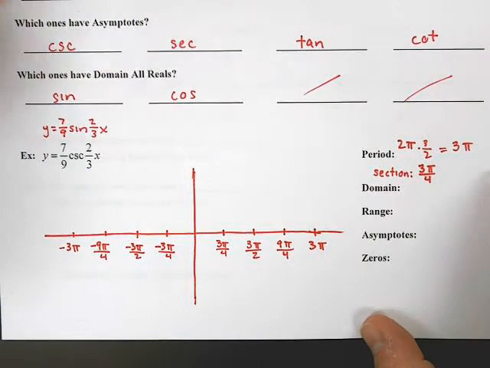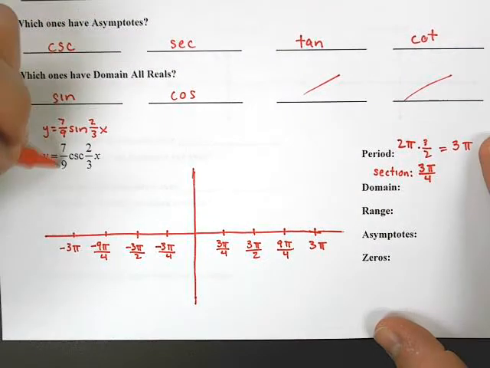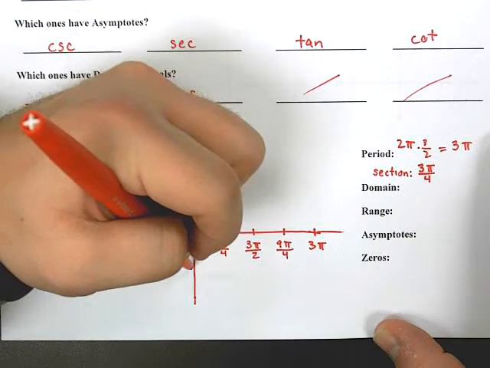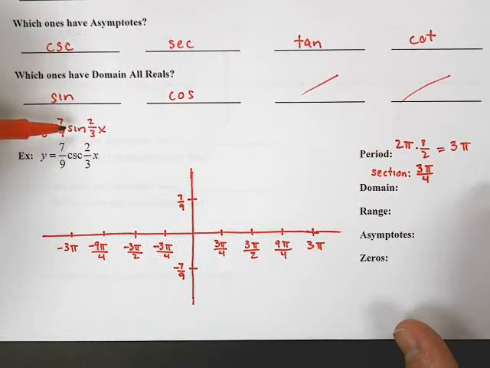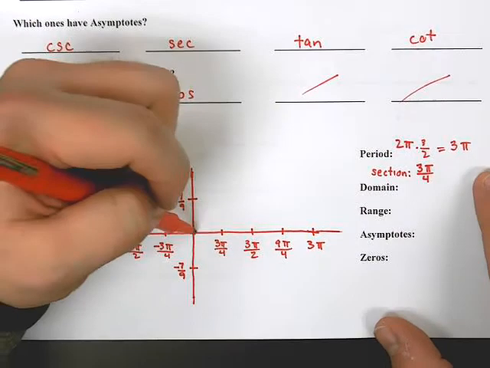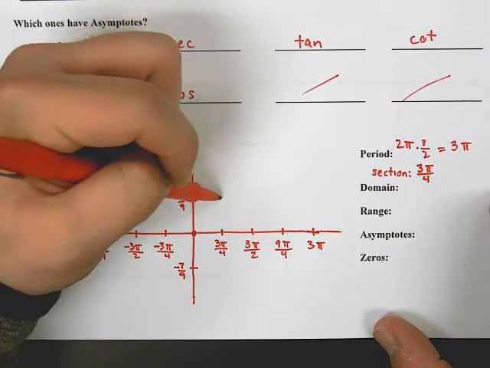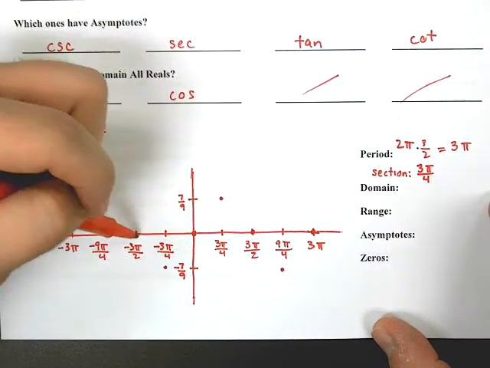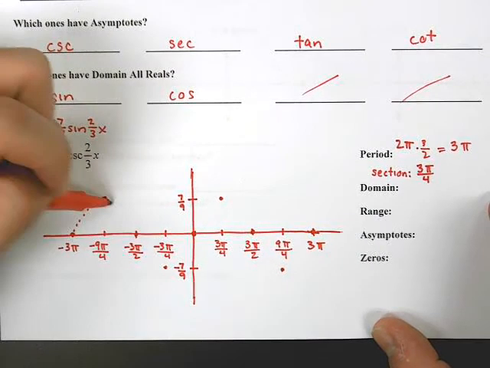We have to make sure that we put our y labels on, and because our amplitude is 7/9, that's how far I need to go up. So I'm going to say 7/9, and then down here would be negative 7/9. And now I'm ready to plot my sine points. Sine is going to start at the middle, so I'm going to start here, and because my a value is positive, I'm going up. So I'm going to go up, middle, down, middle, and then I finish up the other side, and now I dash or dot it.